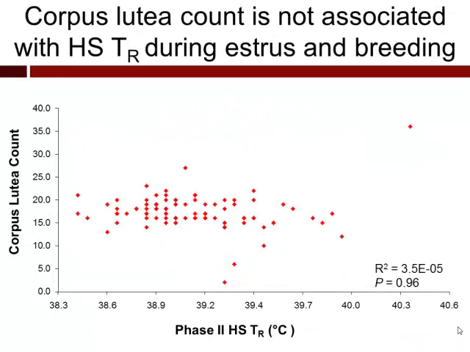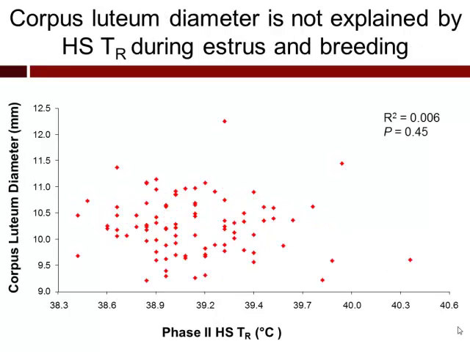So we did not see an effect on the number of corpora lutea. So we thought maybe compromised follicle development during that 9-day period would compromise the number of corpora lutea, those ovulatory sites on the ovary. We did not see an effect there. And we also didn't see an effect on the diameter of the CL based on how hot gilts got during the matrix withdrawal phase and follicular phase.